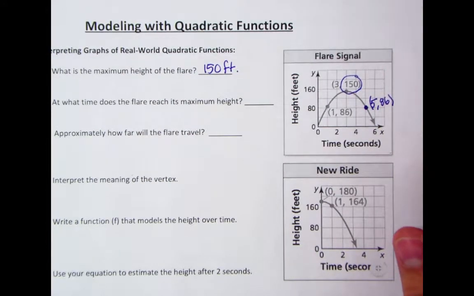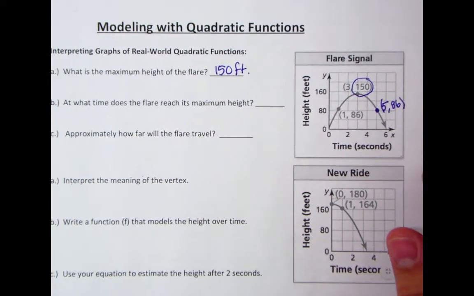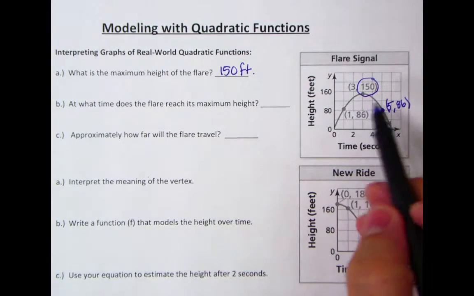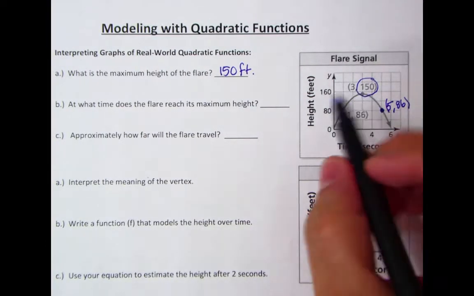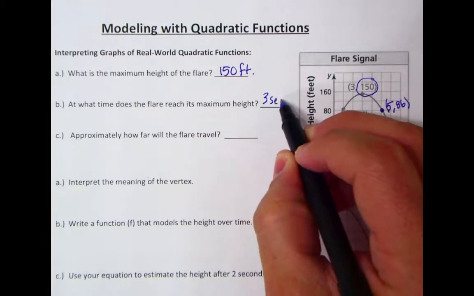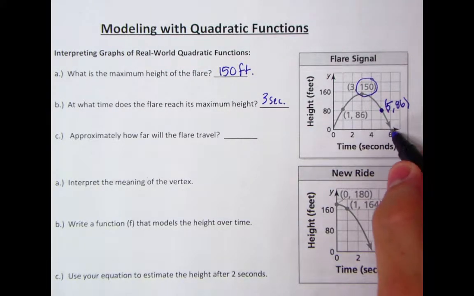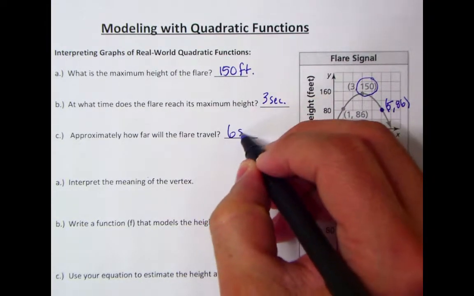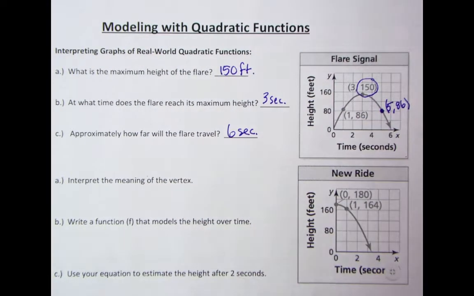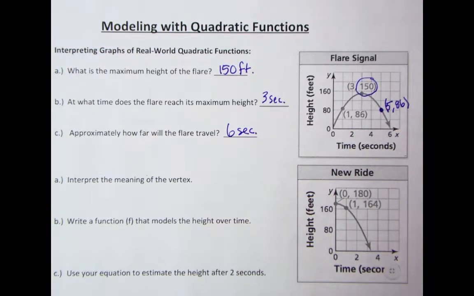The other question, at what time does the flare reach its maximum height? So the time that it reaches the maximum height would be the x value. So it reaches the maximum height after 3 seconds. And finally, approximately how far will the flare travel? You can go over here to where it hits the ground. Looks like it's about 6 seconds. Now, in this particular problem, we didn't need to run quadratic regression because all of the points that they're asking for can be interpreted with the graph itself.